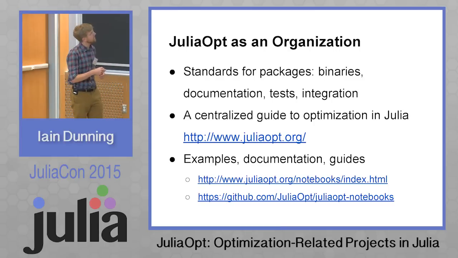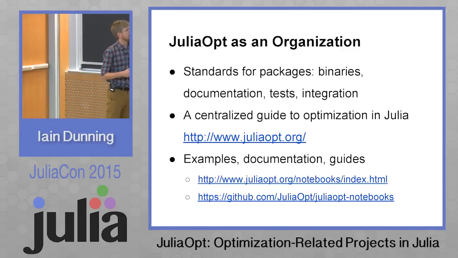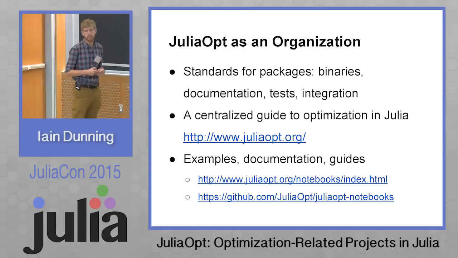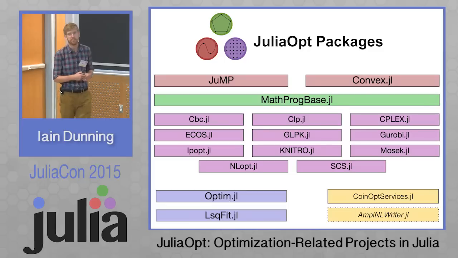So we have a collection of notebooks we're growing, and if you use JuMP and Convex, anything in JuliaOpt, and you've got some notebooks you'd like to share, we would love to add them to this repository. We've had some contributions from the community who haven't been package developers, they've just been users, and they've contributed some really fascinating stuff. So these are the packages we have right now.